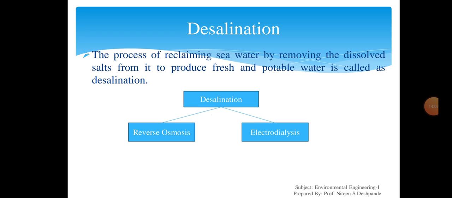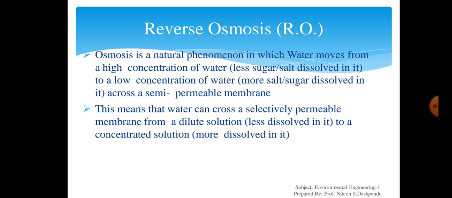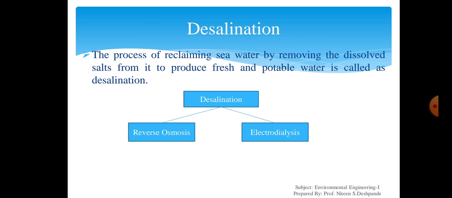Now we will move forward to the desalination. The process of reclaiming the sea water by removing the dissolved salts from it to produce fresh and potable water is called desalination. So desalination means what? It is used for the removal of the salt in the water. So it is especially used in the case of sea water.